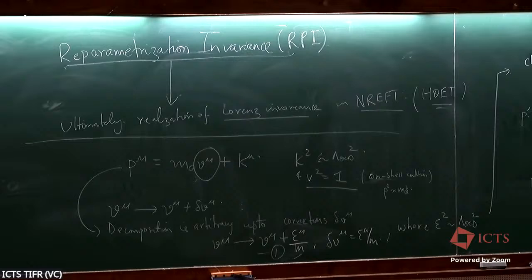The left hand side, you ask what type of thing. No, not the heavy one. No, this is the heavy quark. The V mu is the velocity of the hadron or the meson. Yeah, you can convert it, exactly.